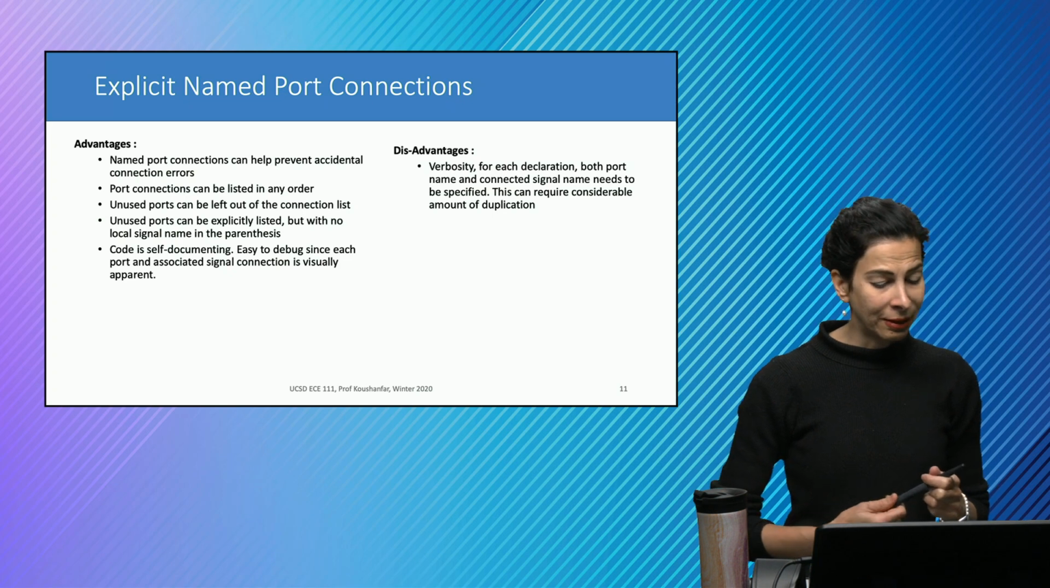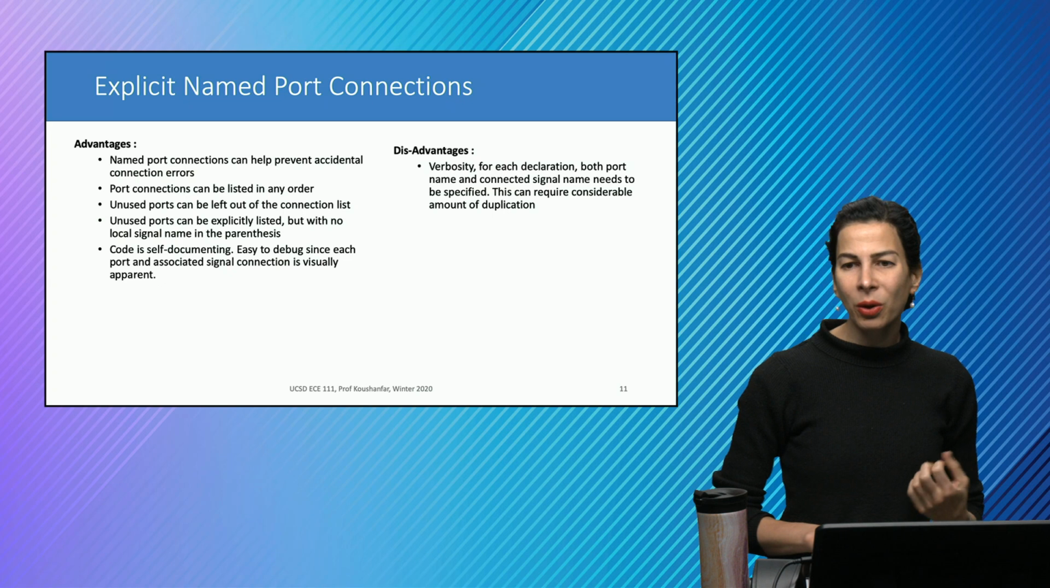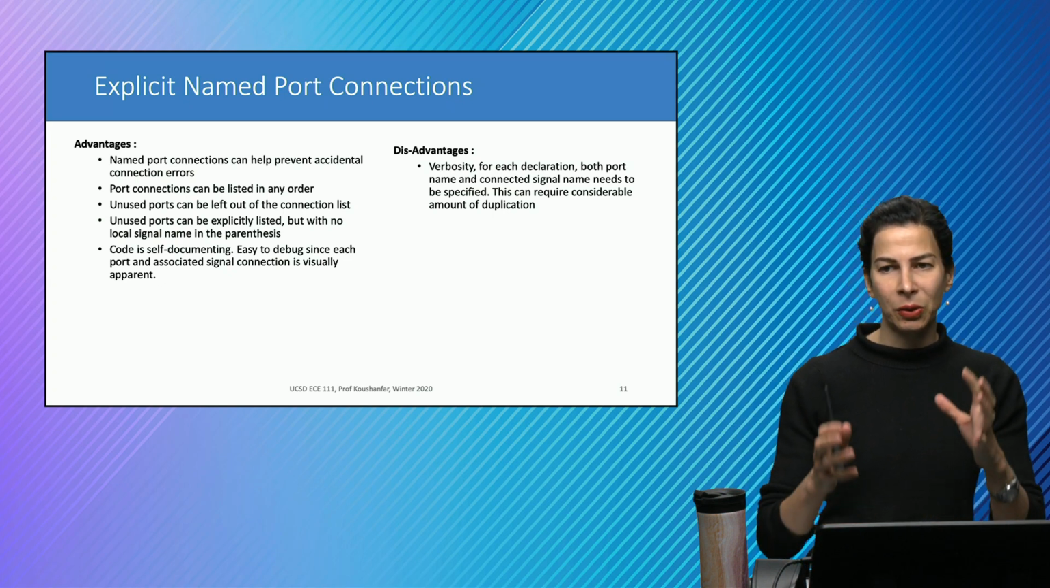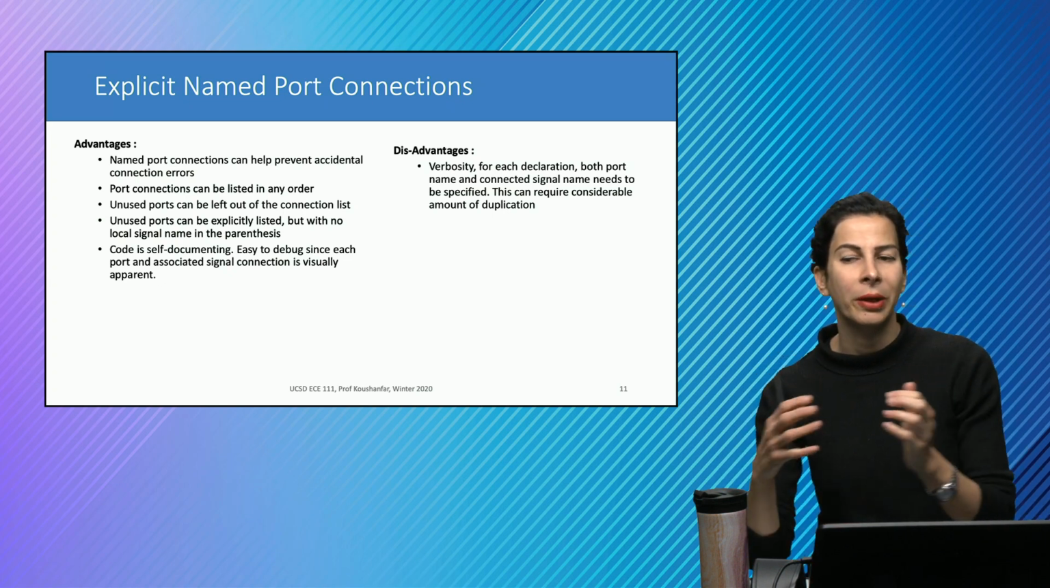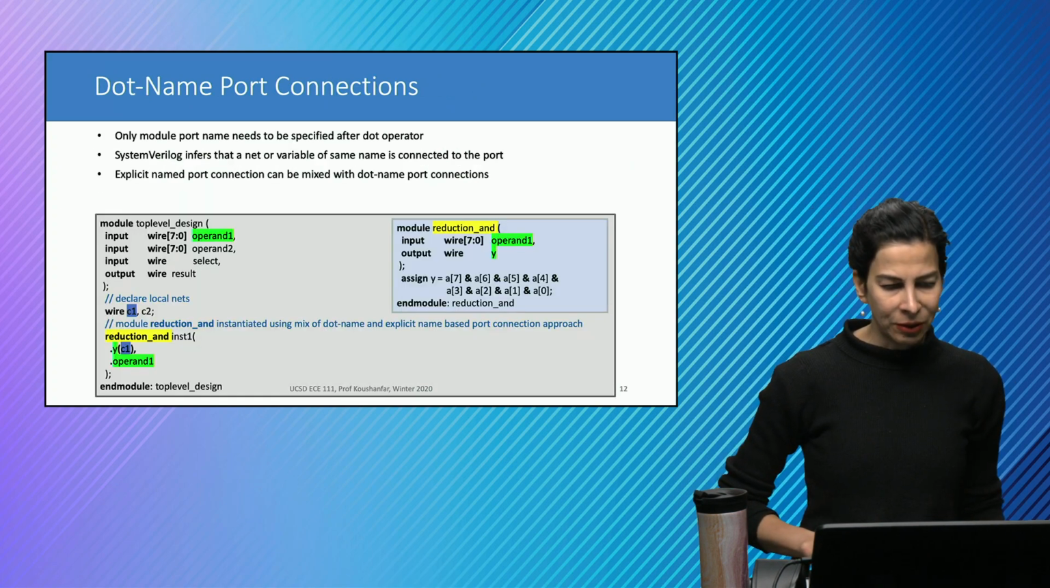You could also explicitly list them, but you don't need to pass signals. And then the code is kind of self-documenting. It's saying, this is the wire that is going inside that port that was in the other design.